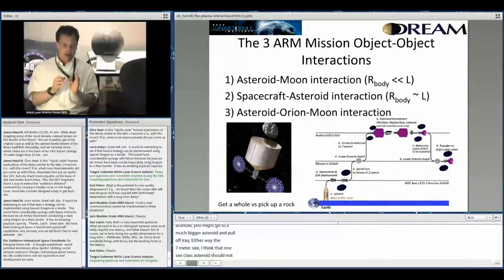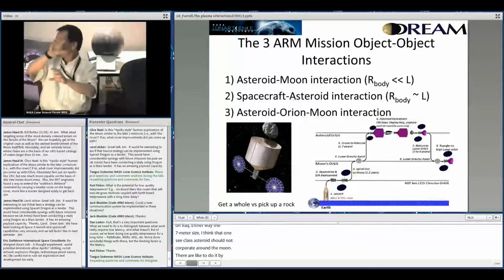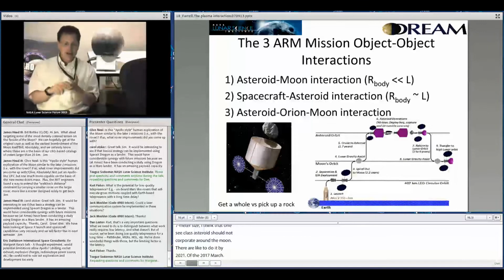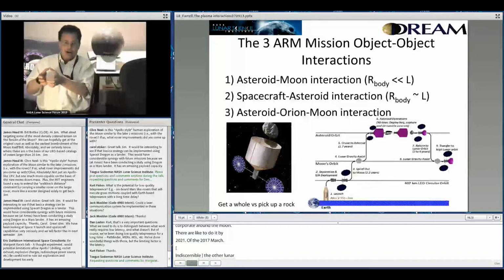Well, there are really 3 types of electrical interactions. The most obvious one is that the asteroid, when it's in orbit around the moon, will be orbiting in the plasma environment created by the moon. The other interaction is at capture time, when this capture spacecraft is going to interact with the asteroid itself.